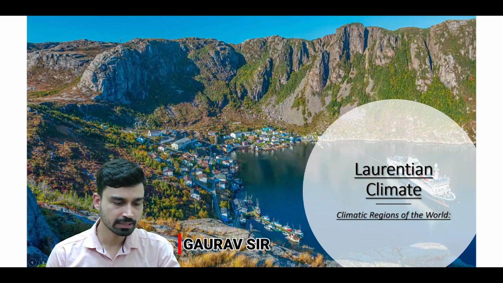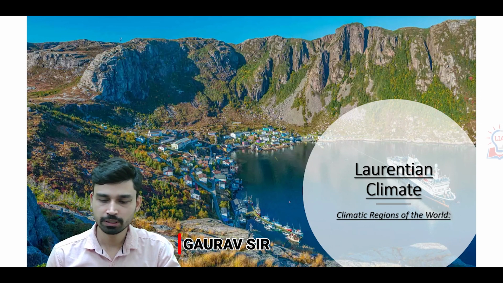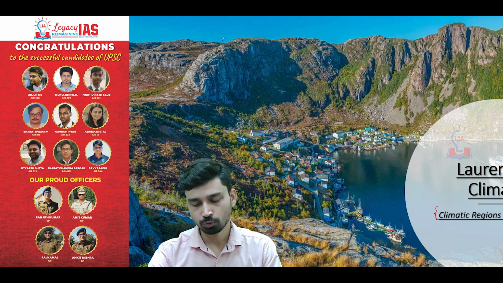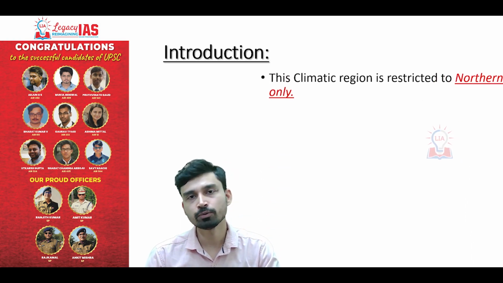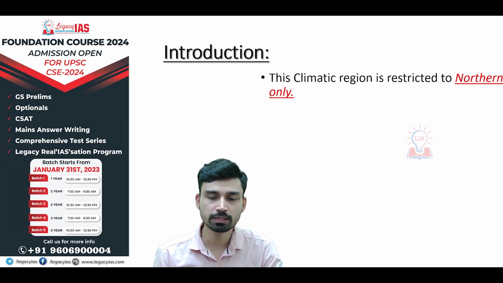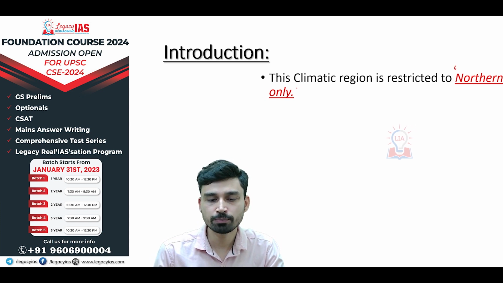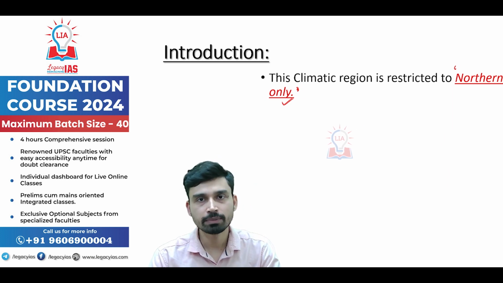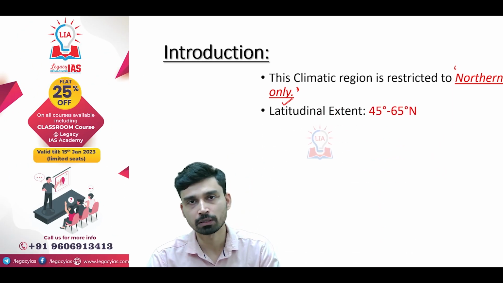Today we are going to discuss the Laurentian type of climate in the climatic regions of the world series which we started a few years back. If we try to understand a brief introduction, the most important point is that this climatic region is restricted only to the northern hemisphere. The reason behind this we will discuss in the later part of the video.